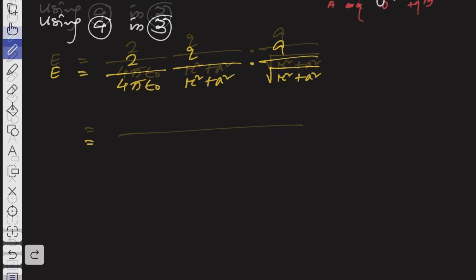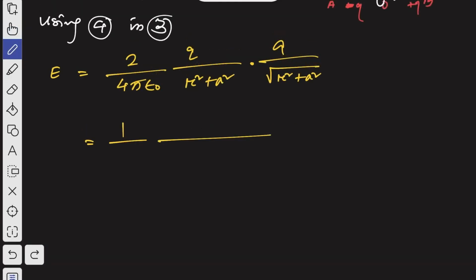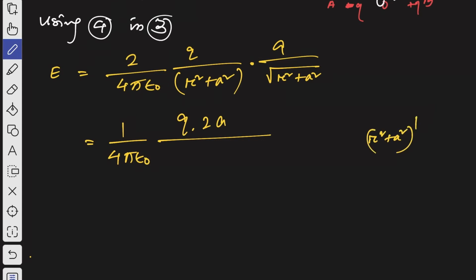Now if you simplify, it is equal to 1 by 4 pi epsilon naught, Q into twice A by, if you multiply these two, what will you get? Here R square plus A square whole to the power 1, and root over R square plus A square, that means R square plus A square to the power half. If you multiply these two, you will get R square plus A square whole to the power 3 by 2. That's what you will get, right?